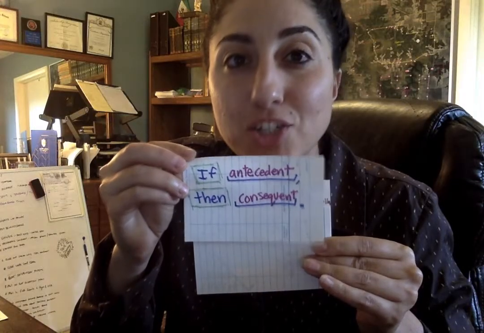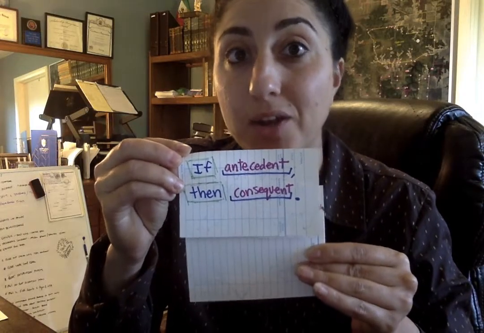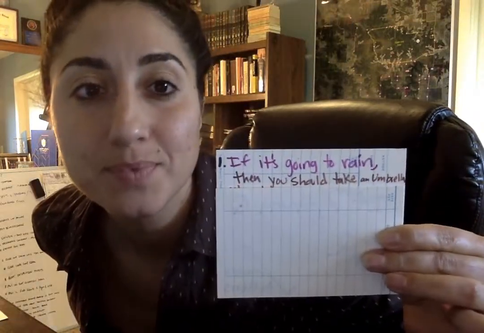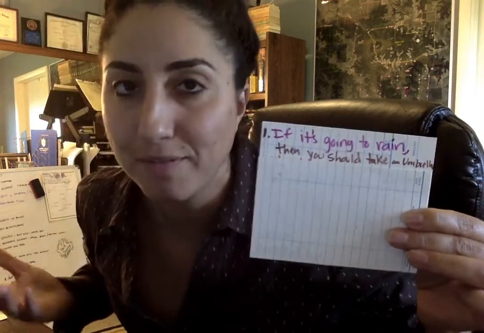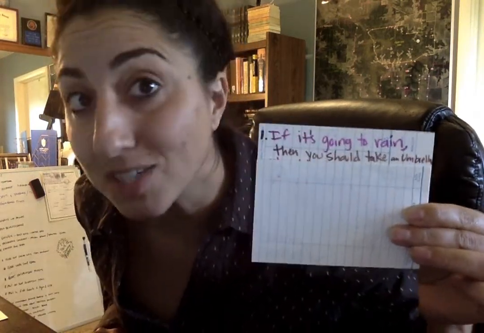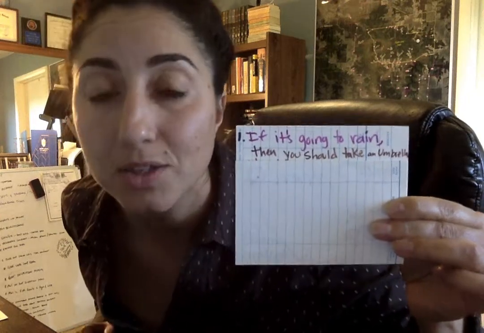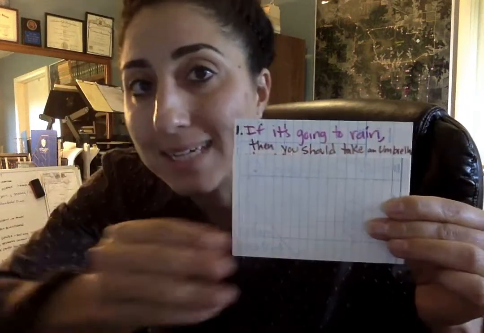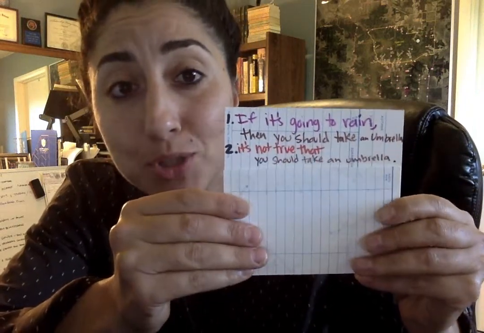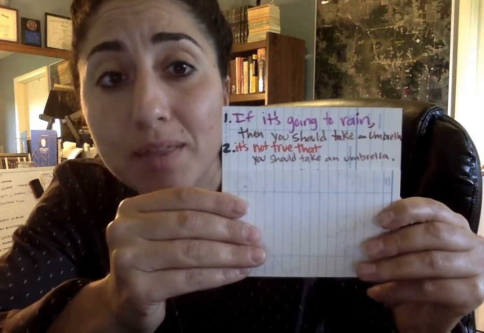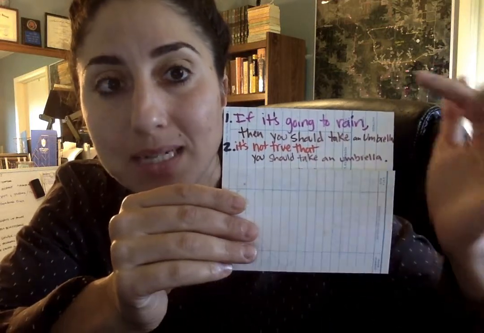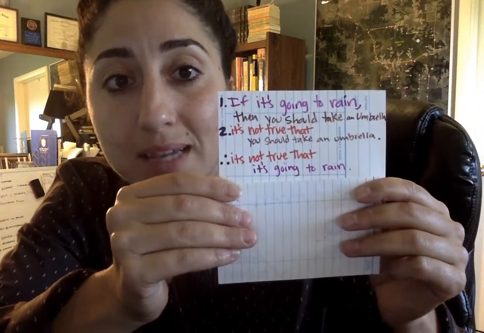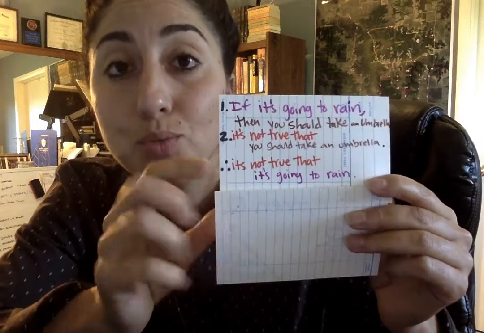Let's turn this conditional statement about it raining and you needing an umbrella, therefore, into an argument. Premise 1. If it's going to rain. Oh yeah, I forgot. If. On the condition that it's going to rain, then the consequent would be that you should take an umbrella. Let's add to our knowledge by adding premise 2. That it's not true that you should take an umbrella. So we're denying the consequent. The conclusion would be then that it's not true that it's going to rain.